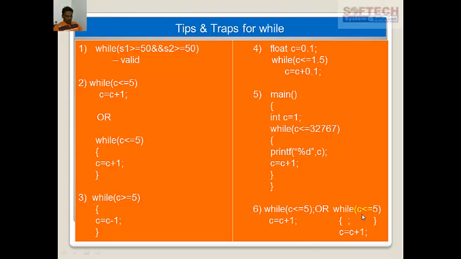So this is equivalent to while C less than or equal to 5, opening brace, closing brace, and only then the semicolon. This is a separate statement, not a statement of the while block. If it comes out of the loop, this executes. This is not included in the loop. So if we put a semicolon, the loop will not come out. It rotates infinitely. We need not put a semicolon here. If we put a semicolon, it will give an infinite loop.